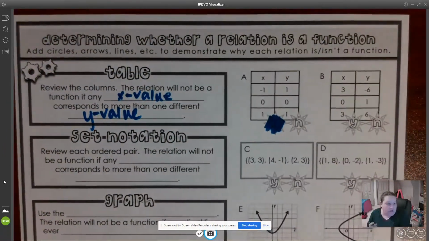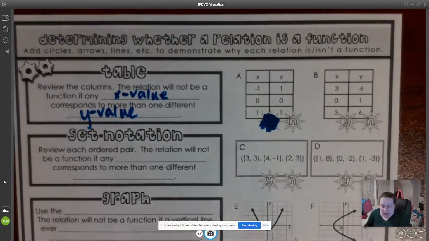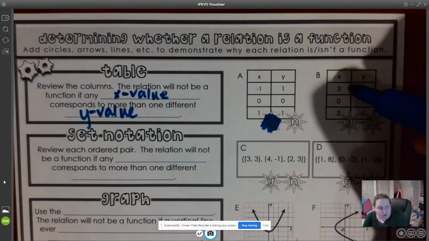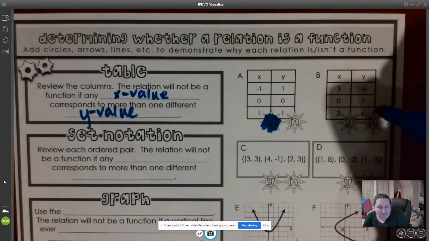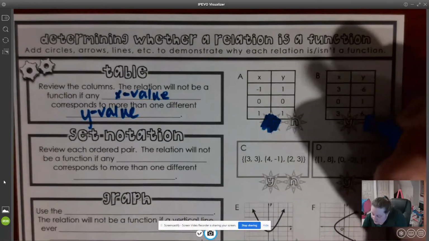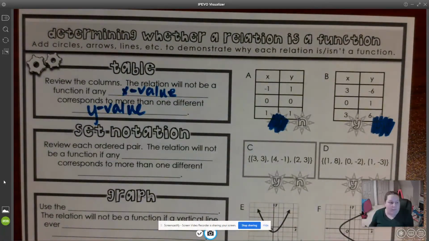So you can color in or highlight that y. My second one, I have 3, -6, 0, 1, and 3, 6. So notice 3 is being used twice, going to -6 and +6. Those are different numbers. Therefore, 3 is being used twice for two different outputs. Okay, so that would not be a function.